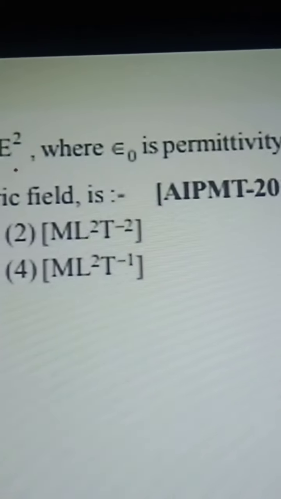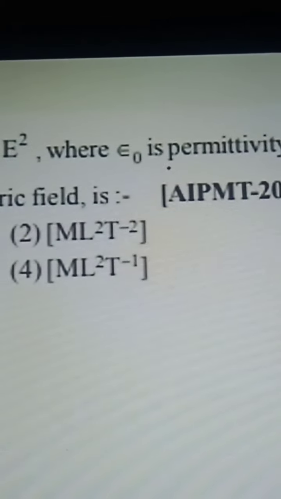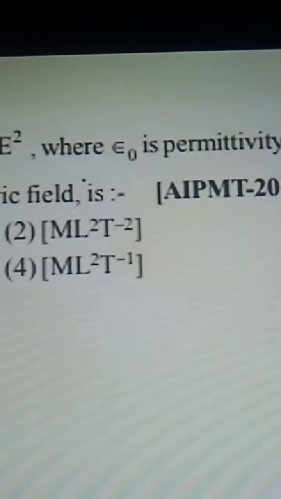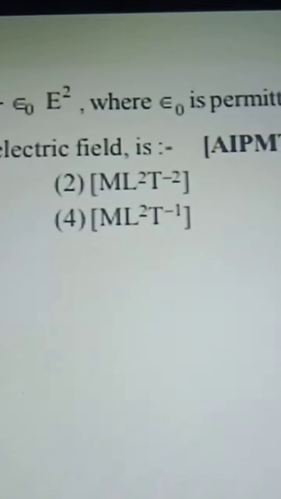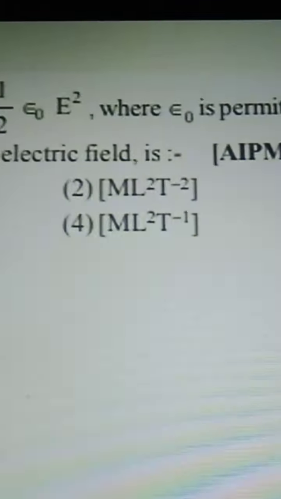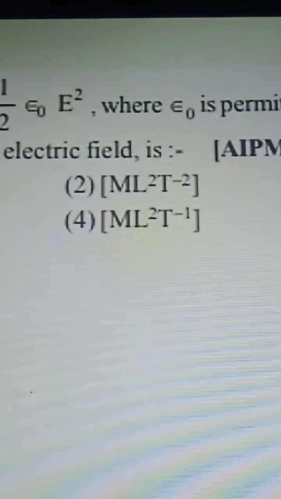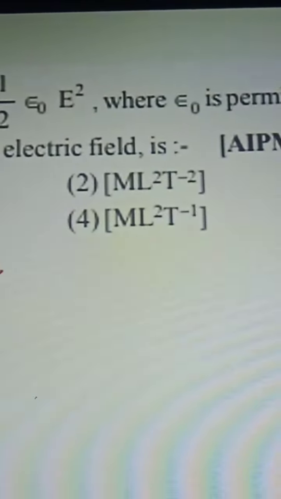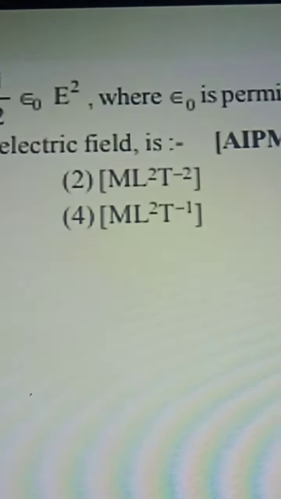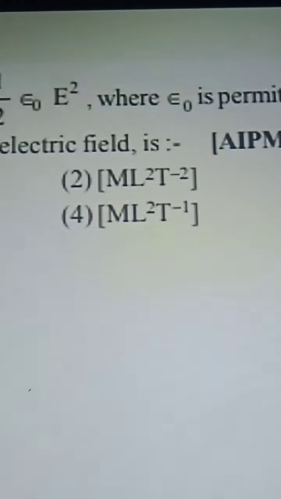Epsilon 0 E square, where epsilon 0 is the permittivity of free space and capital E is the electric field. So we have to find what is the dimension of half epsilon 0 E square. നമുക്ക് പലതരത്തിൽ ഇതിനെ അപ്രോച്ച് ചെയ്യാൻ പറ്റും. Already you know what you mean by half epsilon 0 E square.